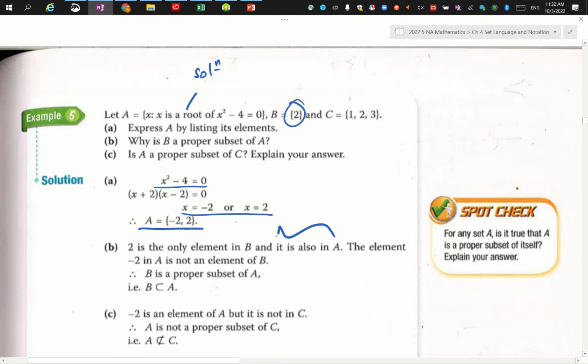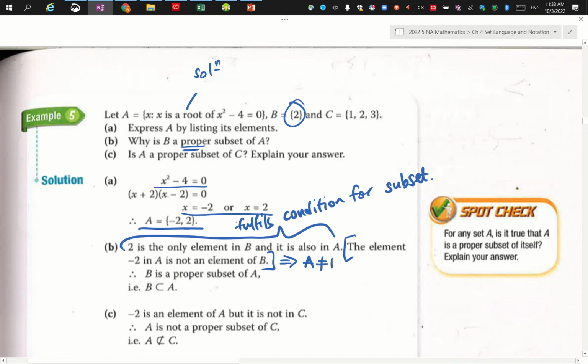This fulfills the condition for subset. Just subset only. But the question says proper. Okay, now we carry on. The element negative 2 is inside A, but it is not inside B. In other words, this is telling us A is not equal to B. Then because A is not equal to B, B is now a proper subset of A.